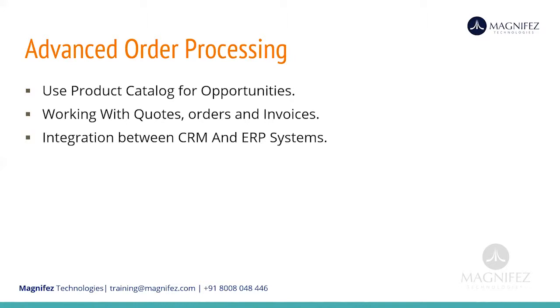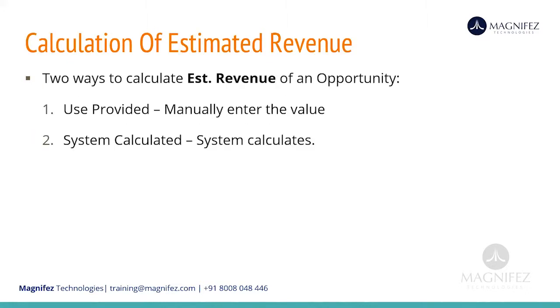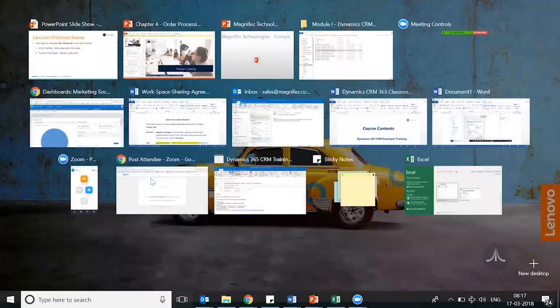So anyway, there is an integration needed. In the case of CRM, quotes, orders, and invoices are known as advanced order processing. We have seen this on the estimated revenue and the opportunity. We can have user provided as well as system calculated. So let's do this now.